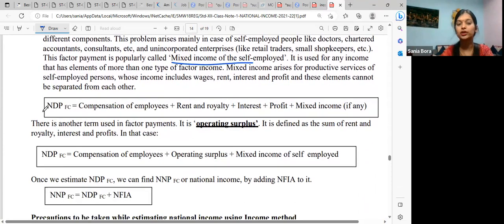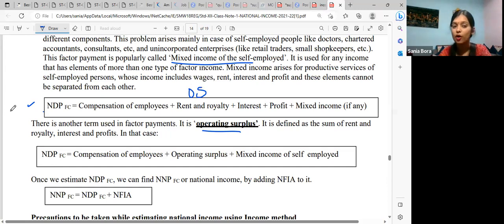Okay. So now what is the formula? Now how are we going to calculate it? What I told you, first you have to calculate national income. So first you will calculate NDP at FC, which is COE plus rent and royalty plus interest plus profit plus mixed income. Okay, clear? There is another term used in factor payment, which is OS. It is defined as the sum of rent and royalty. So rent and royalty is also represented by OS. Clear?